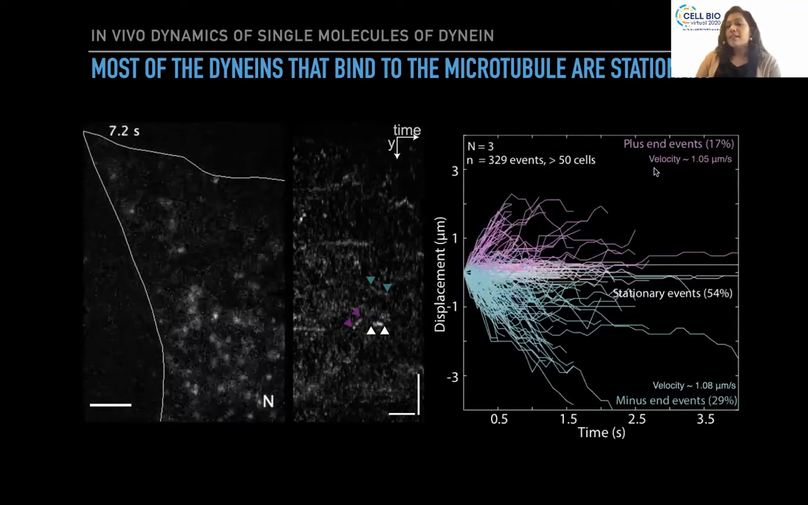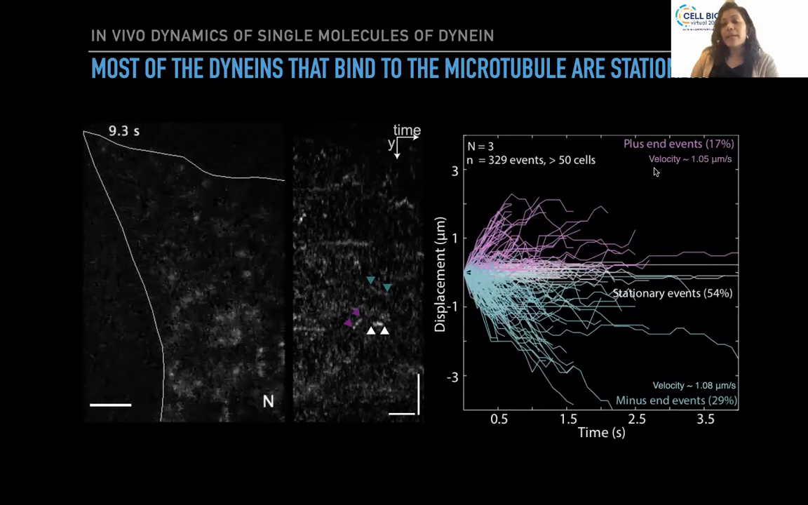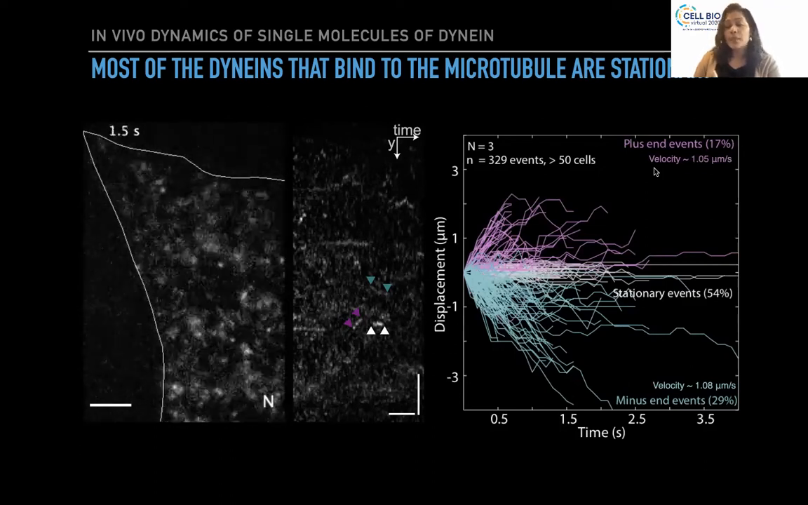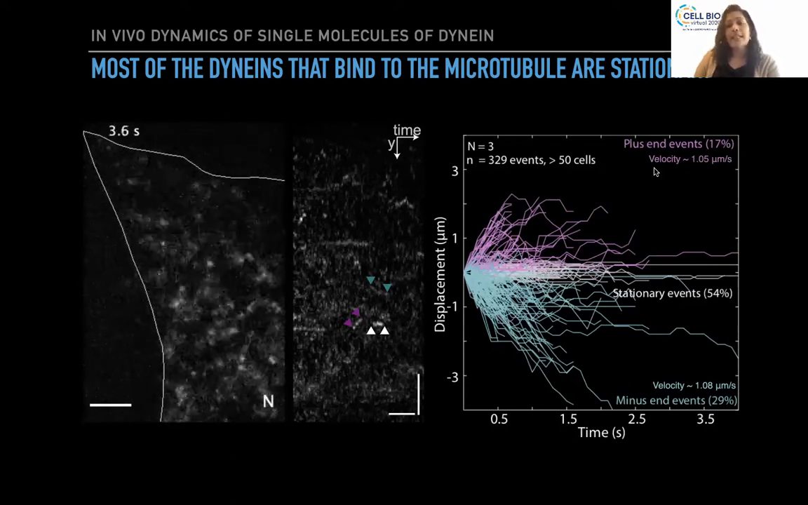And these plus end events we think are likely that of dynein binding to cargo that is already being moved towards the plus ends by a kinesin.